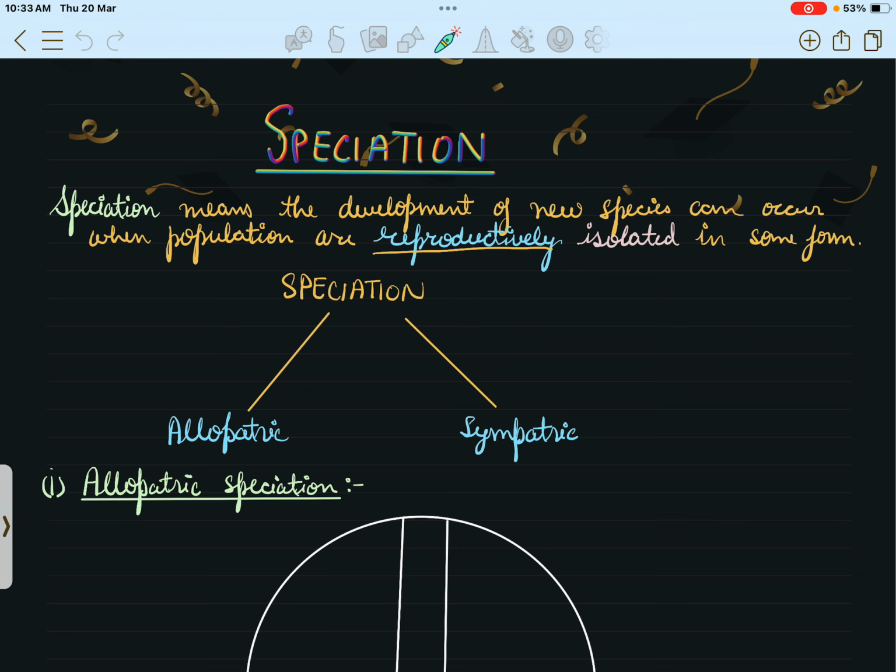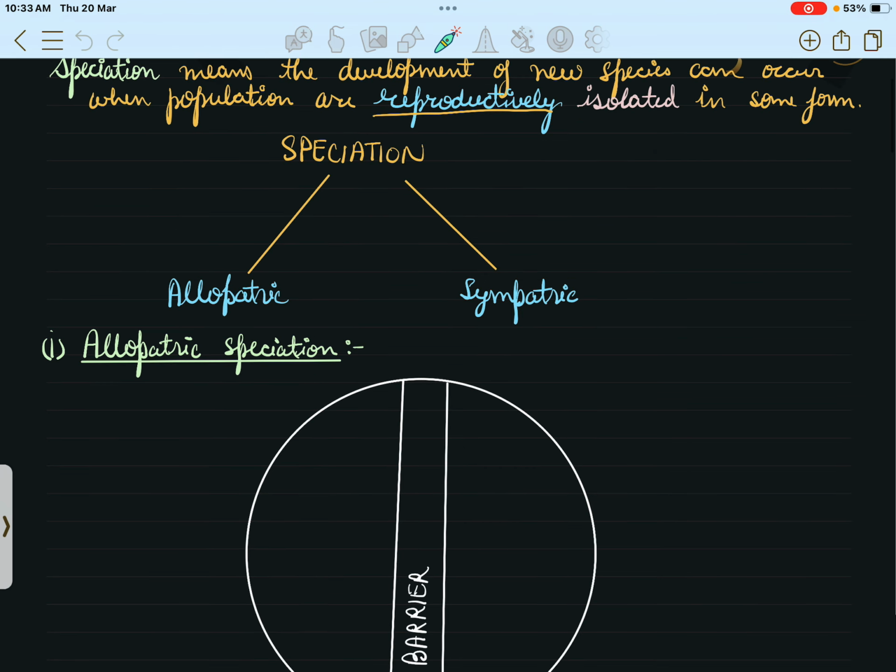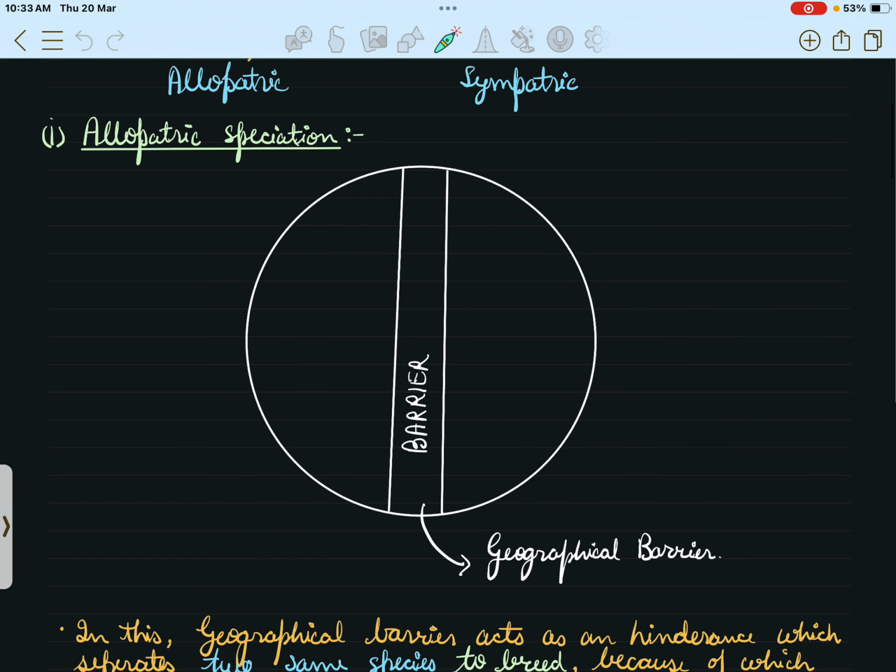So speciation का two types होता है. The speciation has two types, which are allopatric and sympatric speciation. So let's first learn about allopatric speciation.